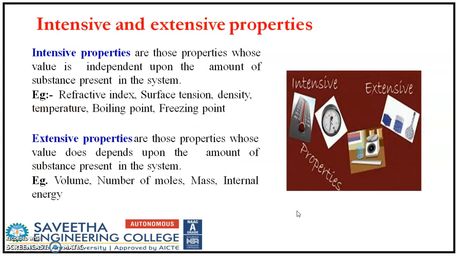Next, there are two types of properties: intensive properties and extensive properties. Intensive properties are those properties whose value is independent of the amount of the substance in the given system. The examples are refractive index, surface tension, density, temperature, boiling point, and freezing point. These properties won't change with the amount of the substance. If you measure the temperature of 1 gram of the substance and 100 grams of substance, the value won't change.